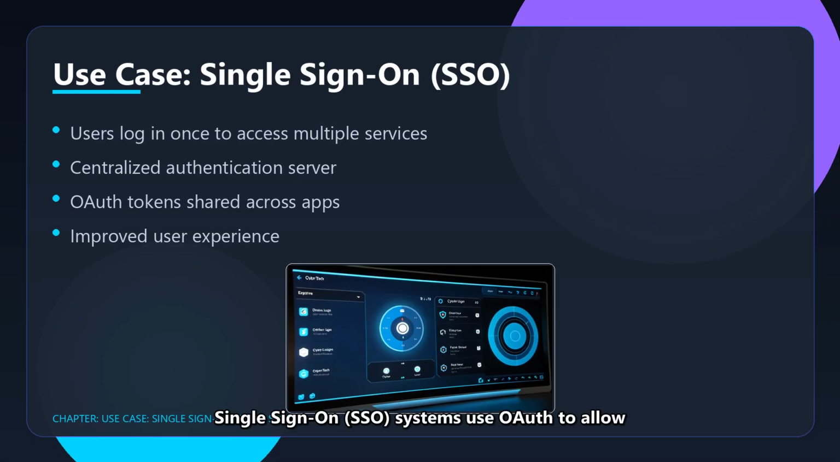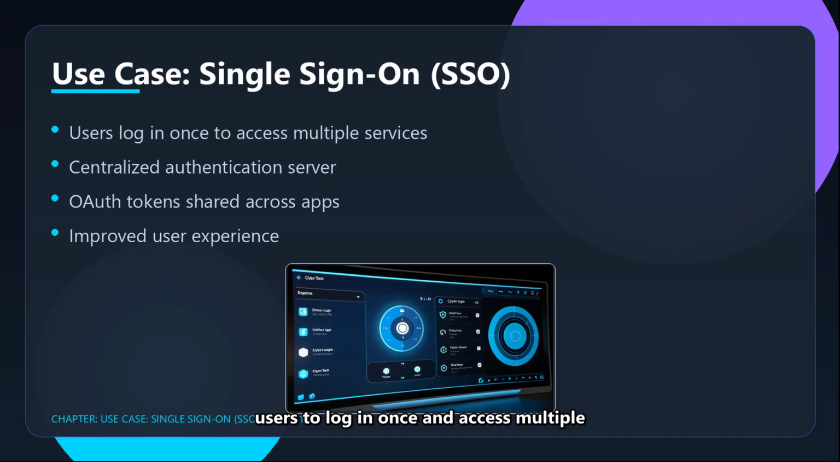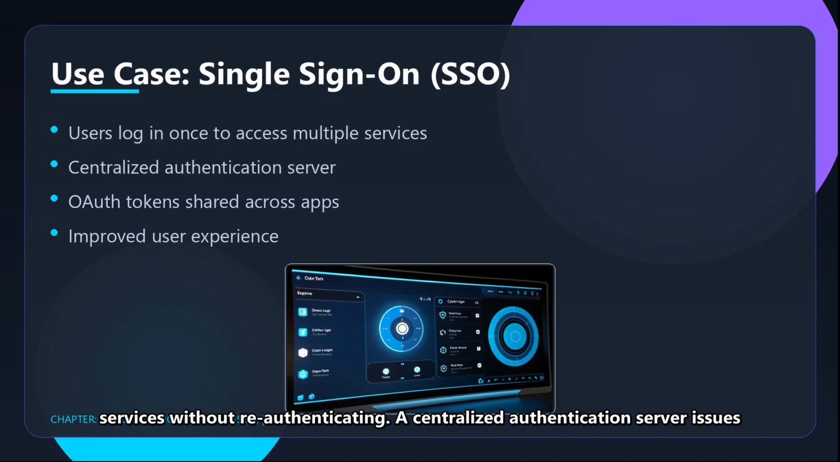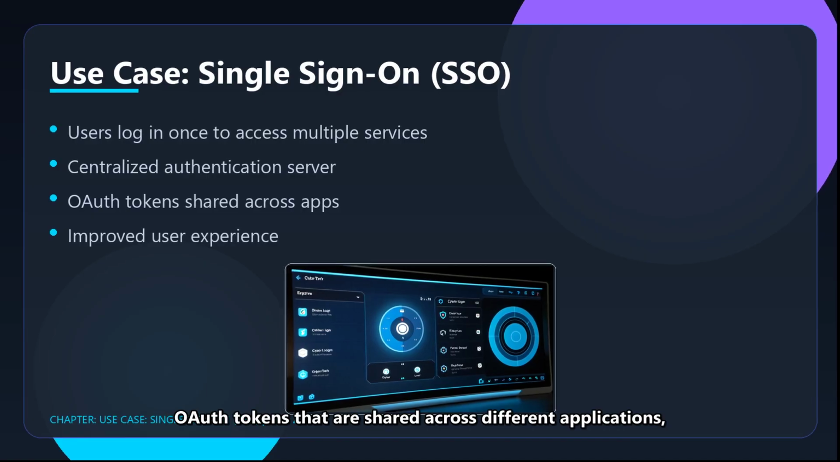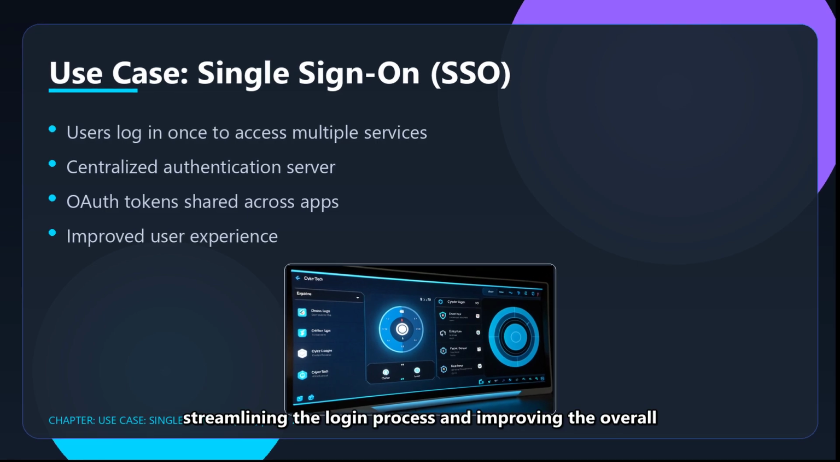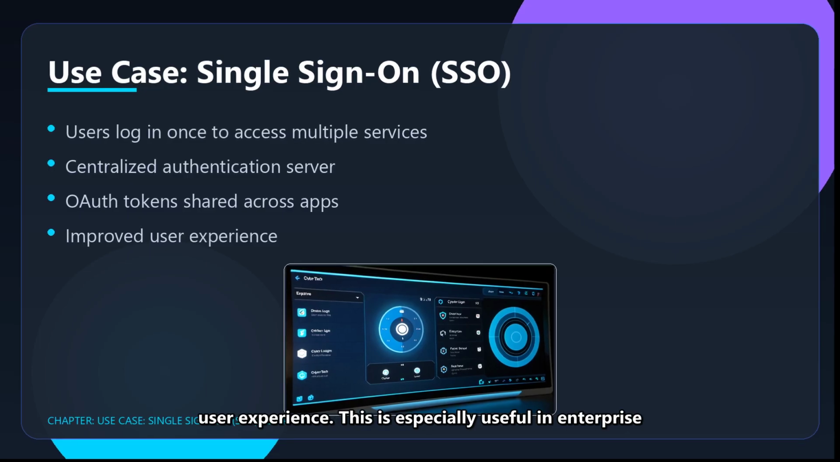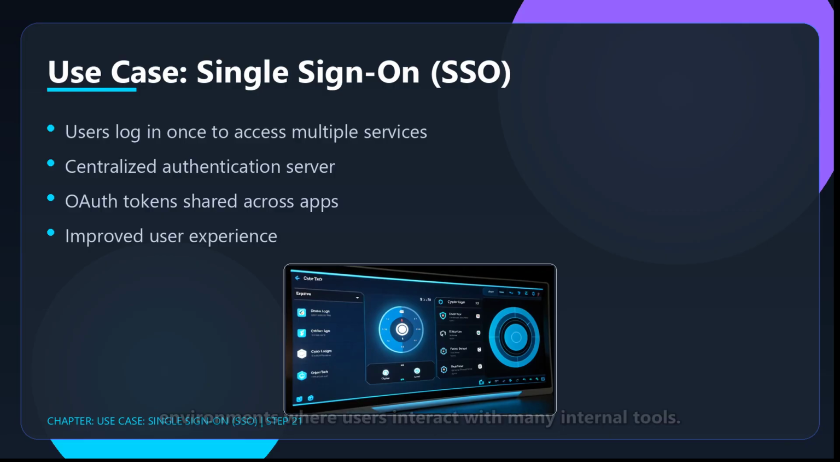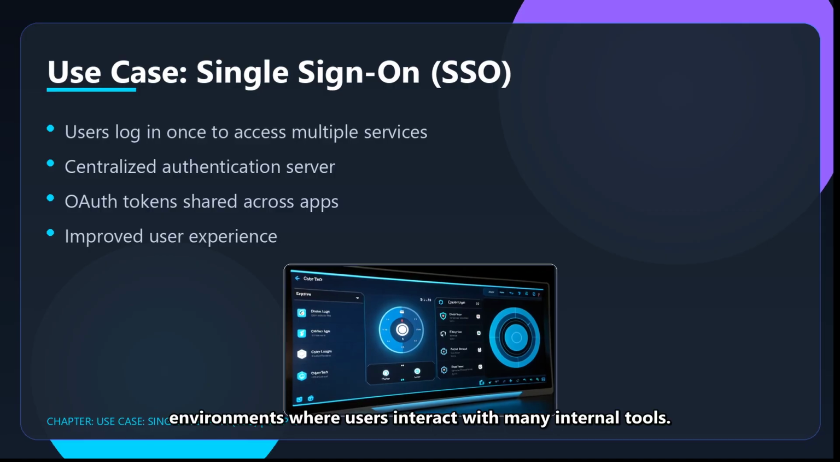Single sign-on, SSO, systems use OAuth to allow users to log in once and access multiple services without re-authenticating. A centralized authentication server issues OAuth tokens that are shared across different applications, streamlining the login process and improving the overall user experience. This is especially useful in enterprise environments where users interact with many internal tools.